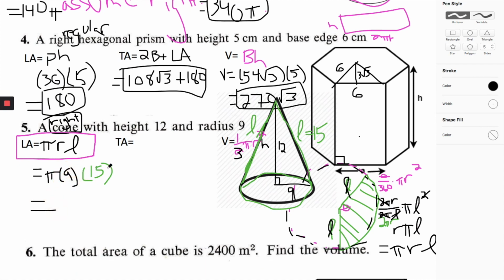This is something that I can do in my head. 9 times 10 is 90. 9 times 5 is 45. So we get 135 pi for the lateral area of this cone.